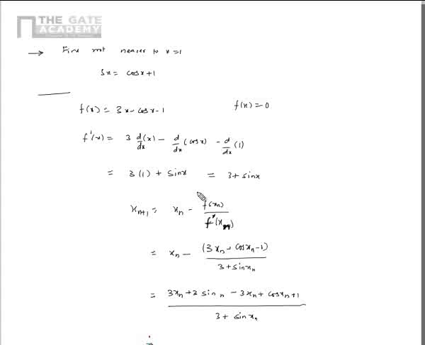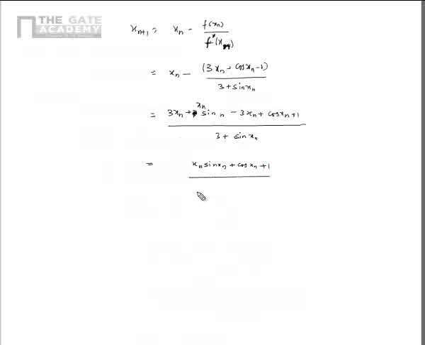Okay, so now 3h n will get cancelled. There is h n here, don't worry, there is h n here. So finally after simplification you will get h n sin h n plus cos h n plus 1 by 3 plus sin h n. So this is a general formula relating h n plus 1 and h n.